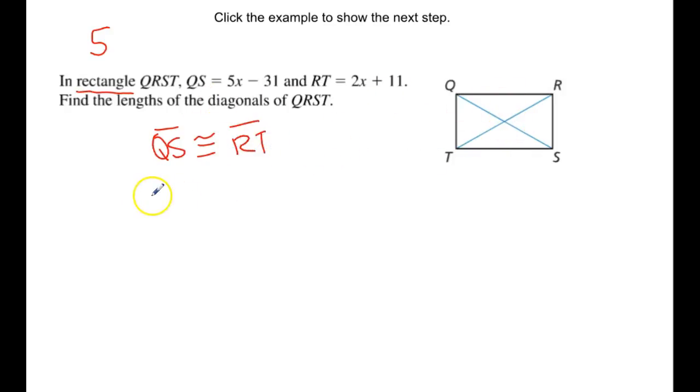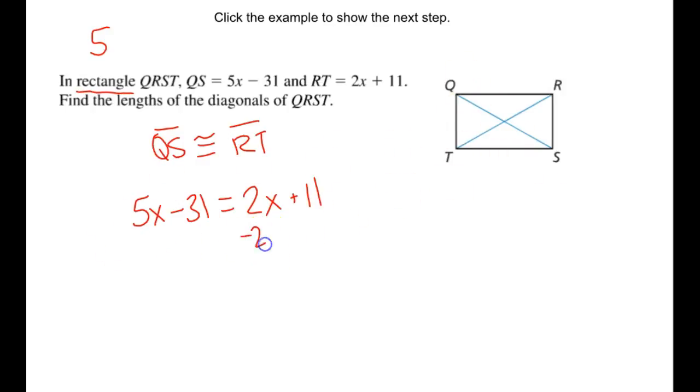Well, if I know that QS has a measure of 5x minus 31 and RT has a measure of 2x plus 11, I can set both of those equal to each other, and then I can solve for my x value. And I always use my picture just to double check that I got the whole thing, because I know that it's QS and RT. Oftentimes they'll give you pieces of your diagonals and then you have to find the rest of it. But here they gave us the entire length of the diagonal, so I can go ahead and set them up.